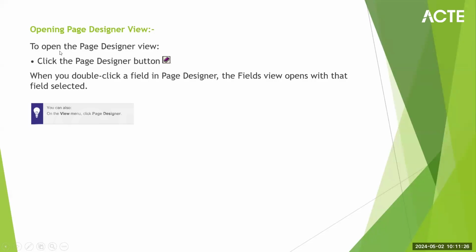Opening page designer view. So how to open a page designer view? To open the page designer, click on the page designer button available on the manuscript. When you double click a field in the page designer, field view opens with that field selected. On the left side of the manuscript, you can see all the fields available in that particular manuscript. When you double click on any field ID, the details of that ID will be displayed on the right tab. The other way, the shortcut, is the view menu and click page designer.